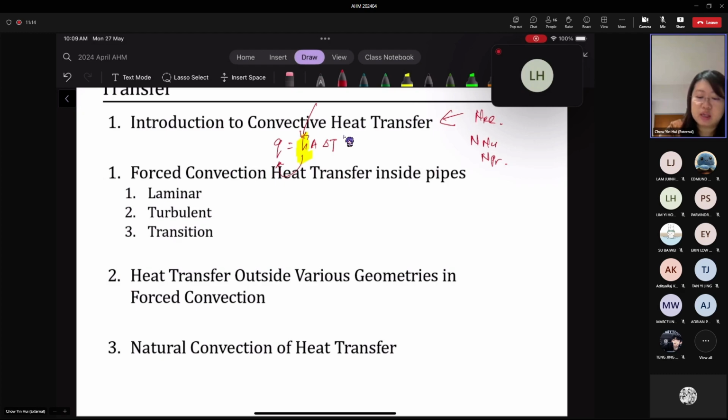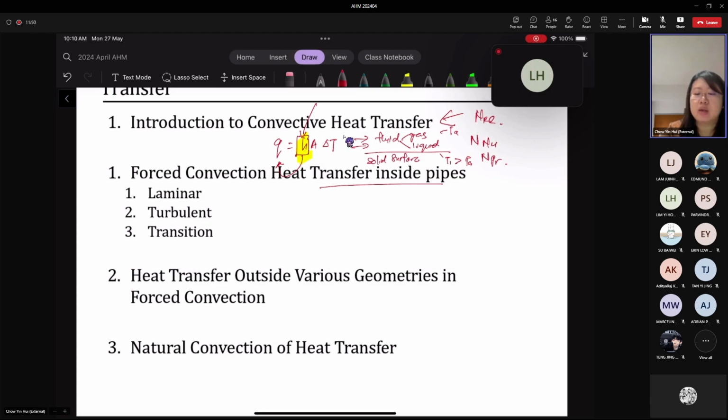This H value depends on a few things. One of them is the flow. When we talk about convective heat transfer, it is about the heat transfer between a moving fluid, which could be gas or liquid, and a solid surface. When there's a temperature difference, let's say this surface is at T1 and your environment is at temperature TA, and T1 is greater than TA, then heat will transfer by convection.